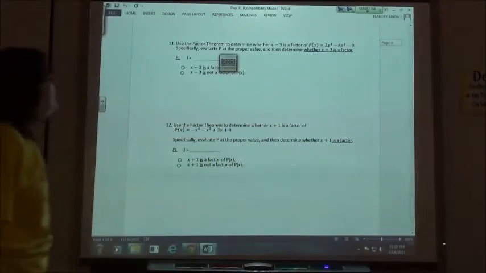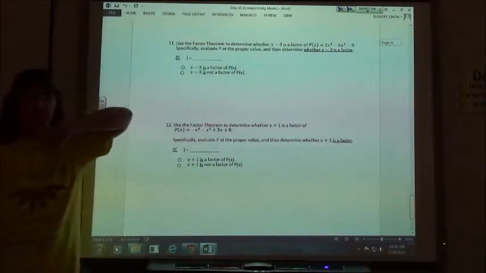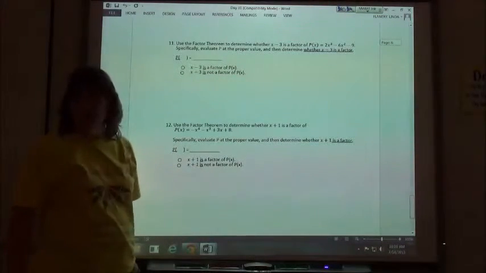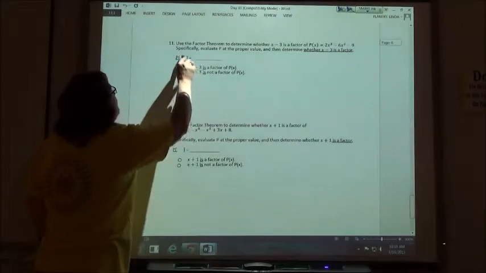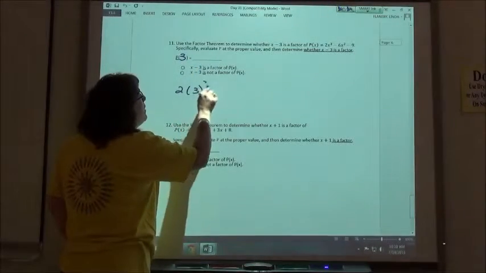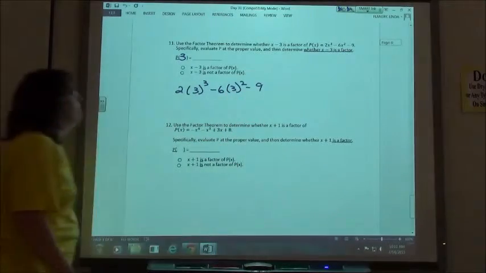So, number 11, we want to know if x minus 3 is a factor. That means we're going to evaluate p of 3. So, 2 times 3 cubed minus 6 times 3 squared minus 9.